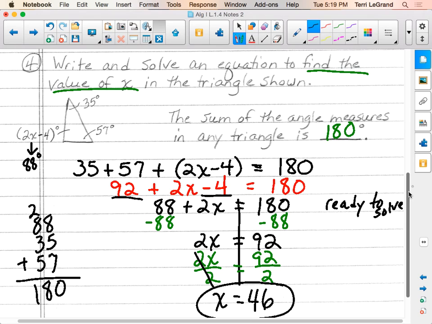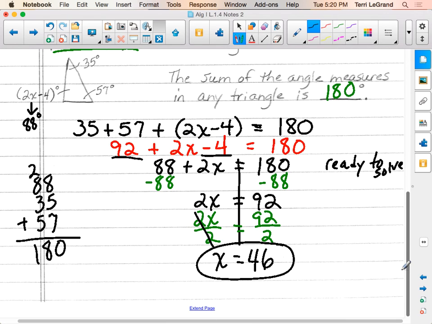But again, be really careful. Always make sure you go back and double check what they were asking for. Were they asking for the missing angle measure, or were they asking for x? They were asking for x this time, so we are going to go with our circled answer right here, x equals 46.